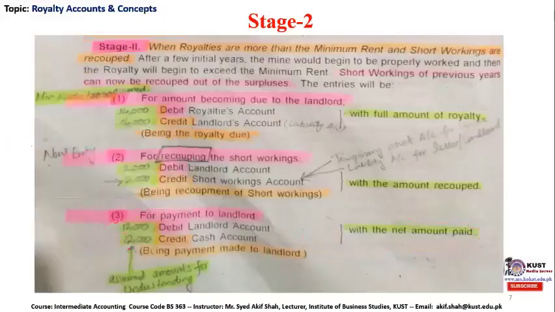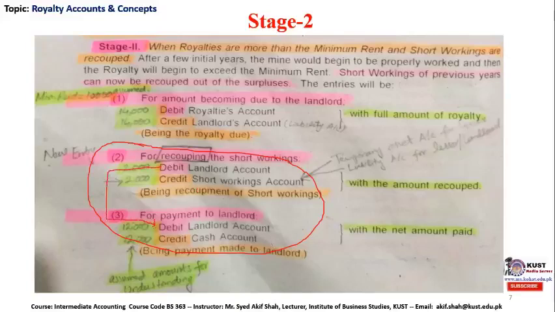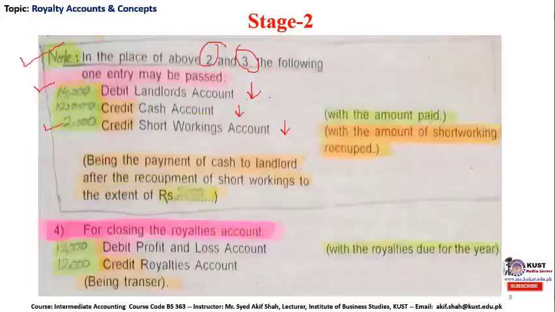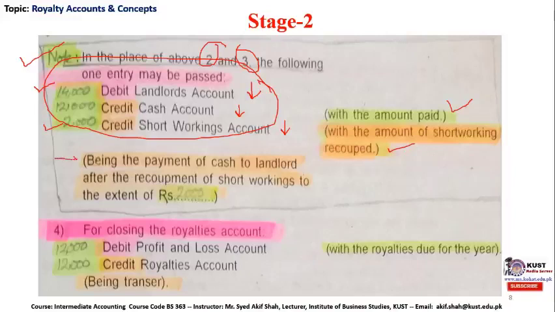Here are the two entries that have been merged in the next slide, where we have shown the landlord account only once by 14,000, and then mentioned cash and the short working account one after the other, as we have done over here with the amount due and then with the amount of short working recouped. And then we can give a short narration like being the payment of cash to the landlord after recoupment of the short working to the extent of 2,000 rupees.